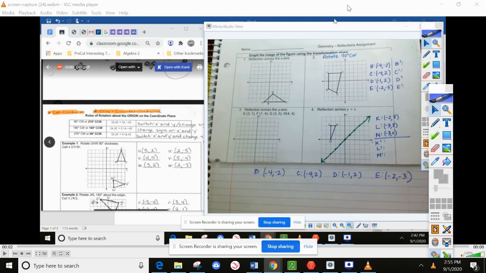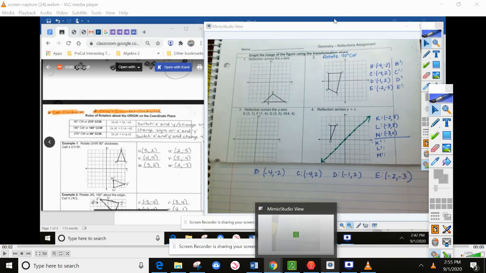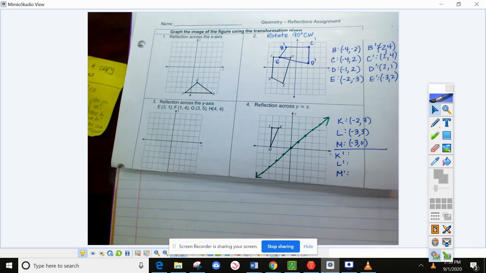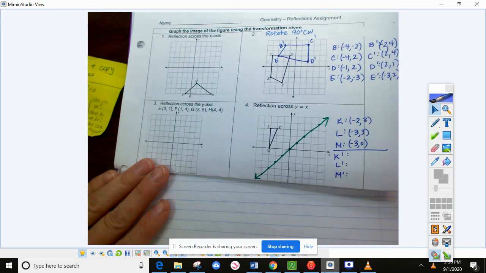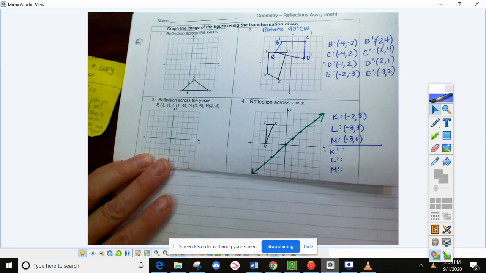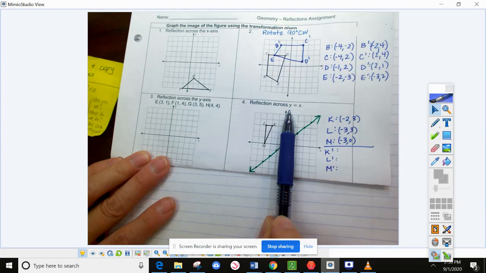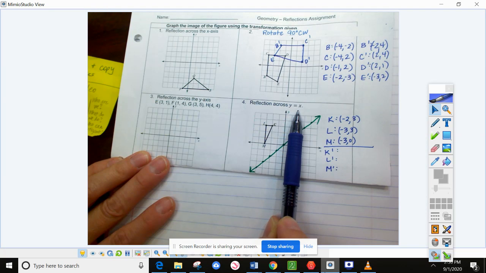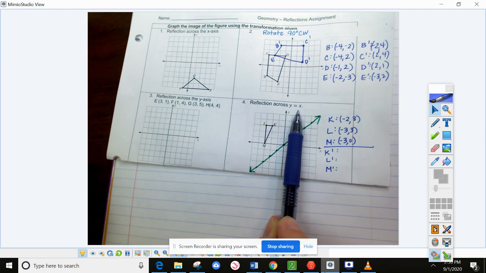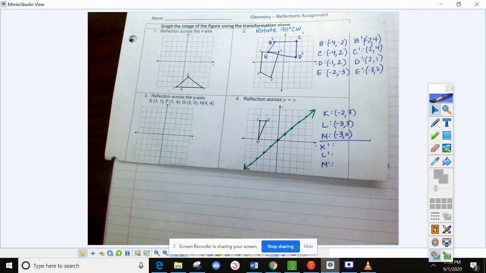We're back now. We're going to talk about some reflection questions. So let me pull up the screen here. All right, I've got two questions I want to work through with you about reflection. And one of these is what to do when you're reflecting a pre-image across the line y equals x. And what I've done is drawn that y equals x line in.